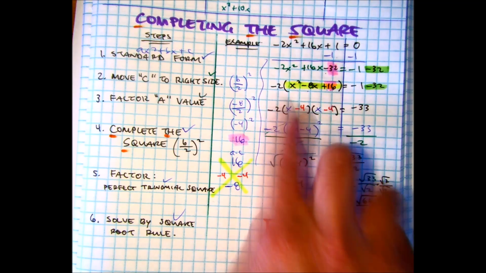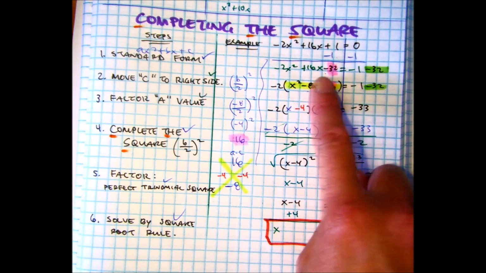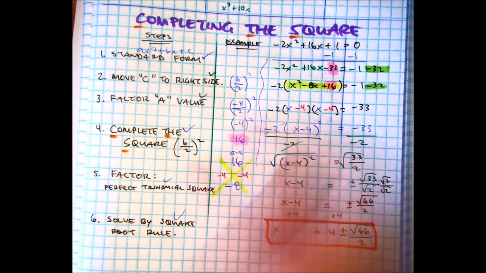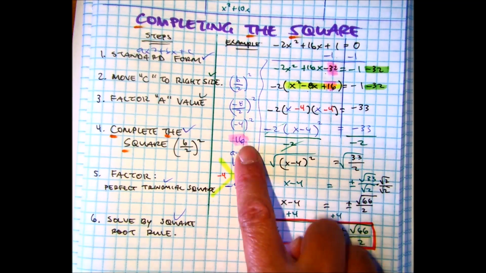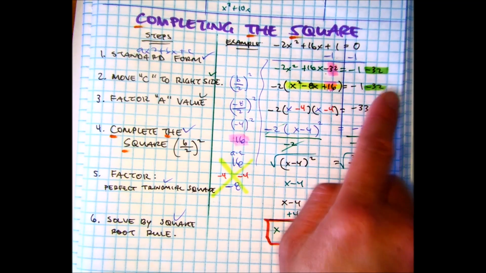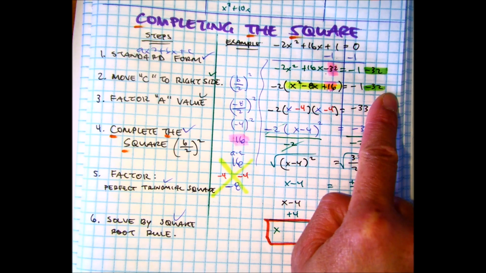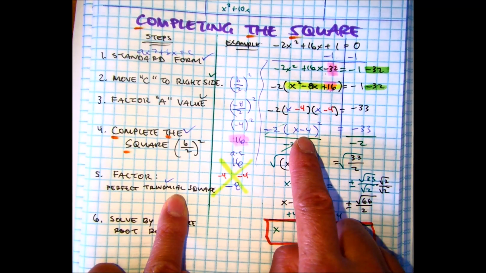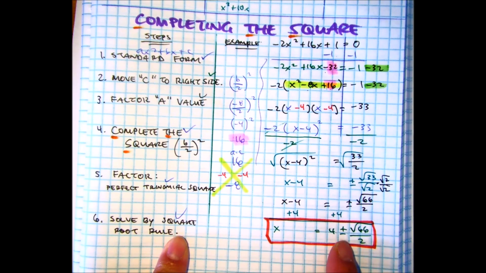But make sure it's in standard form. Move the c value to the right. Factor out the a value. Complete the square by using b over 2 squared. Remember here, notice what happens when you distribute. That's the number you're really adding to both sides. Factor it out. When you factor it, you'll get a perfect trinomial square, and you're solving by the square root. Don't forget the plus or minus.